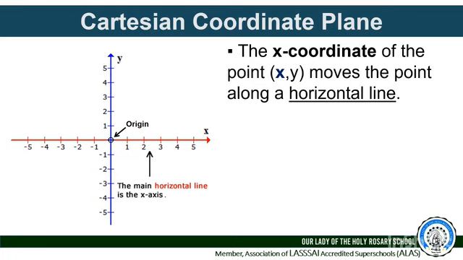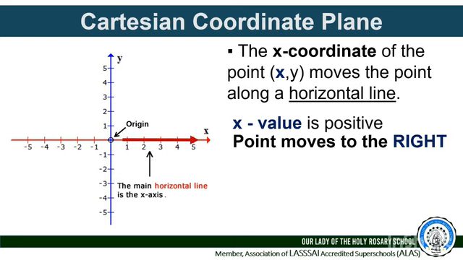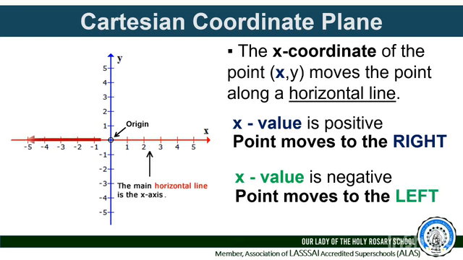The x-coordinate of the point (x, y) moves the point along a horizontal line. The red line that you can see, that is our x-axis. If the value of x is positive, the point moves to the right. And if the value of x is negative, then the point moves to the left.